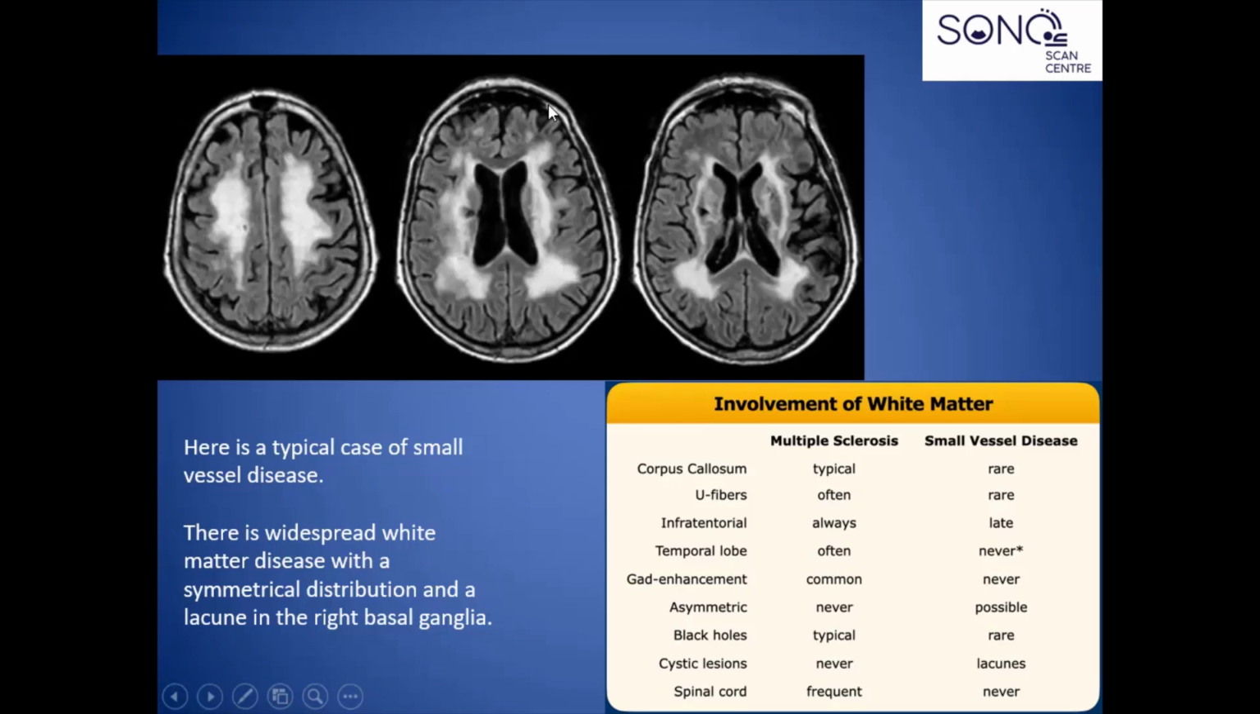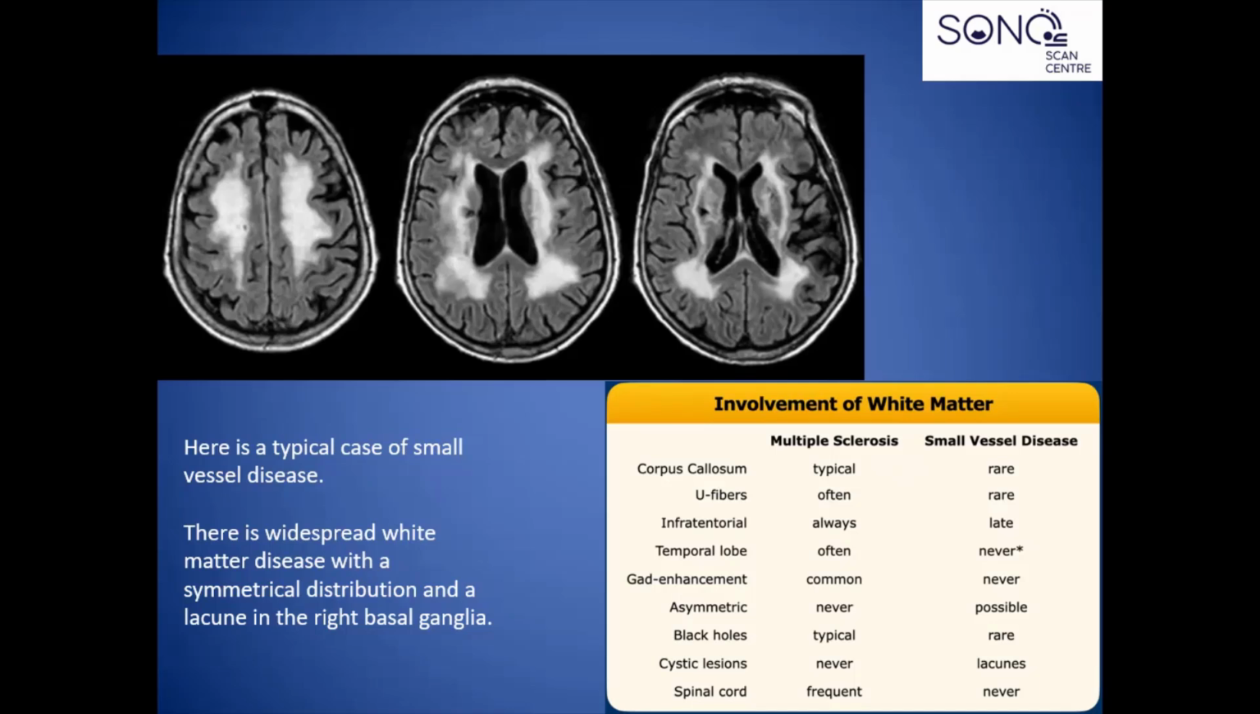In addition, some atrophic changes in the brain are noted, and there is a lacunar infarct in the gangliocapsular area. This is widespread white matter disease with a symmetrical distribution. This is how we see small vessel ischemic changes. These are the points to differentiate between MS and small vessel disease. In small vessel disease, we don't find corpus callosal or pericallosal involvement. The U fibers are predominantly involved in multiple sclerosis, but not in SVD.